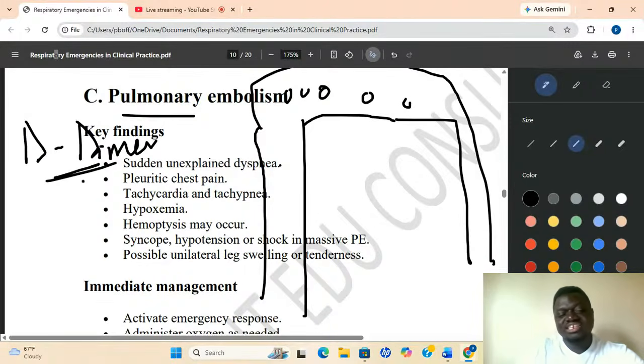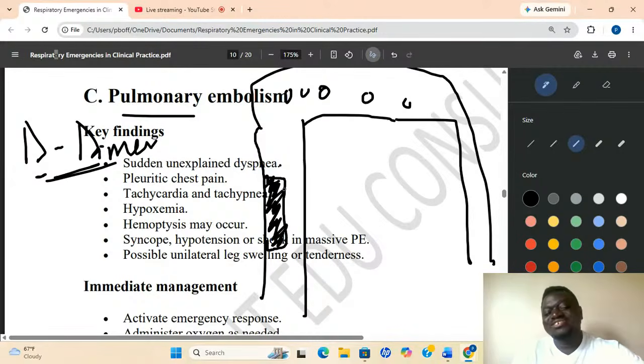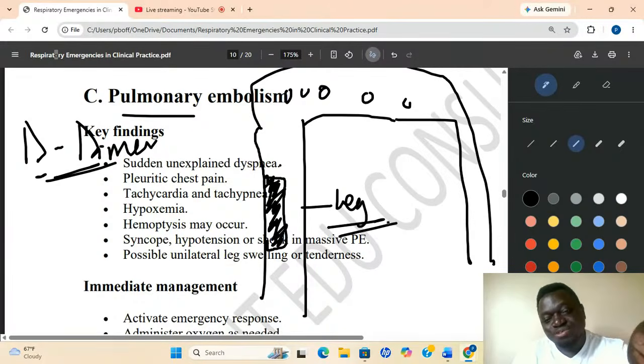Can the D-dimer show us the stationary thrombus here? No, because the stationary clot does not move. Assuming, how many nurses will go and tap blood from somebody's leg to send to the lab? No, you tap blood from the hand. Is this clot here? No. So the D-dimer will be 0.